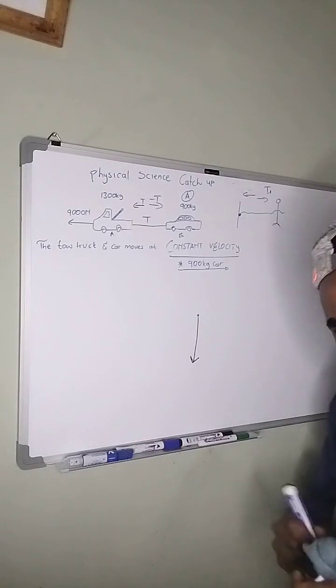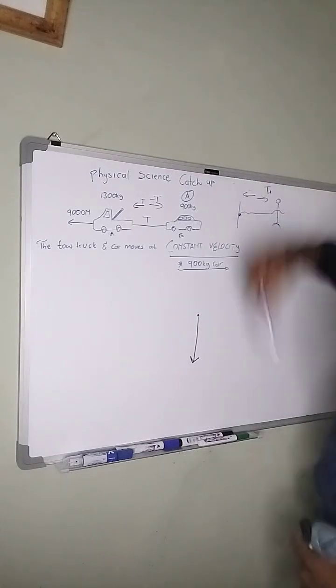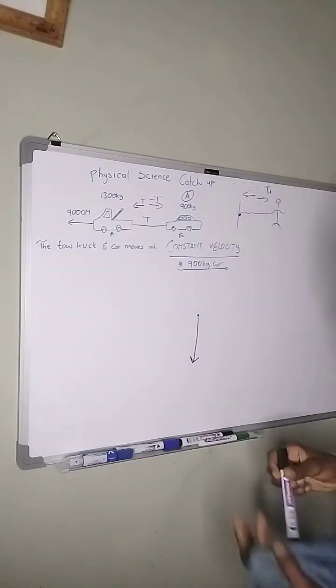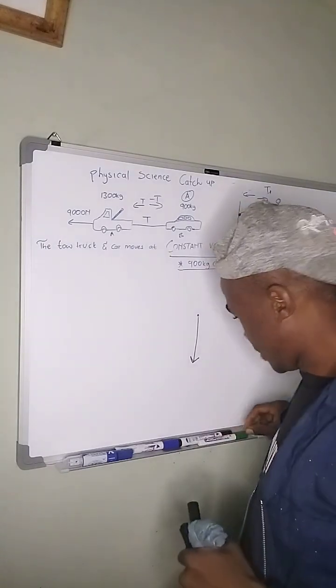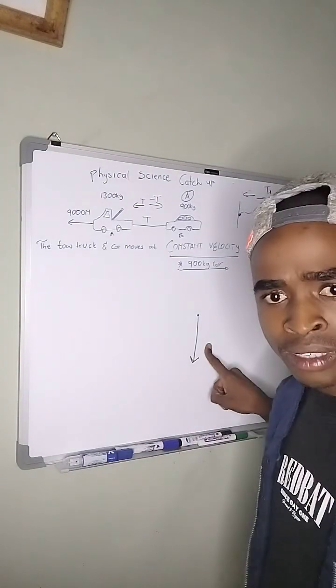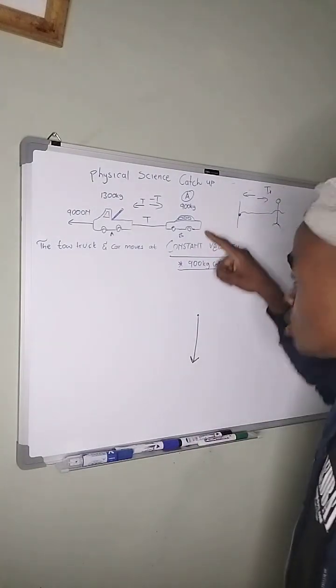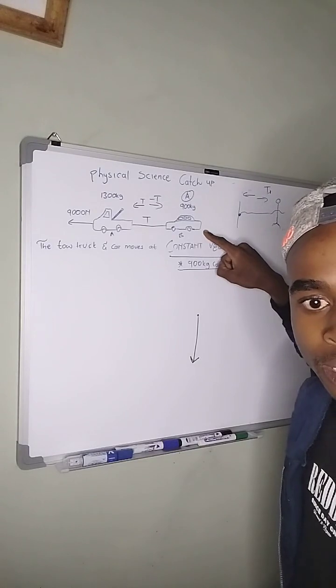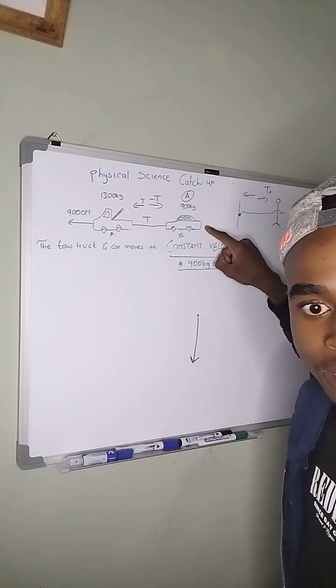Force of gravity. We know this. It is attracted to the center of the Earth. We have the force of gravity. And what is the reactive force for this force, since it is on top of the surface? What is the reactive force?